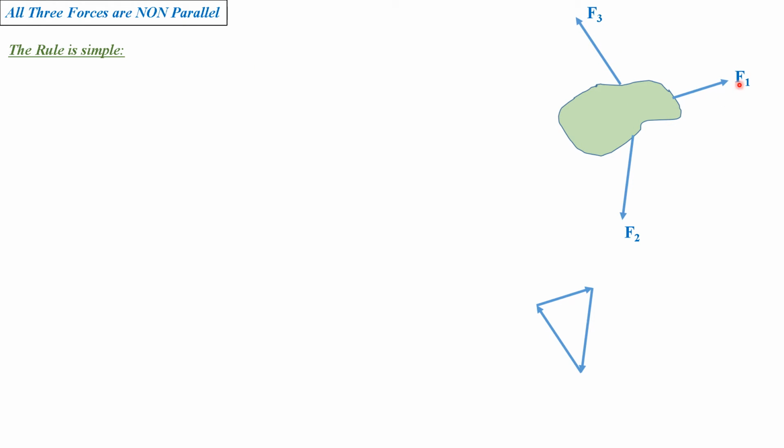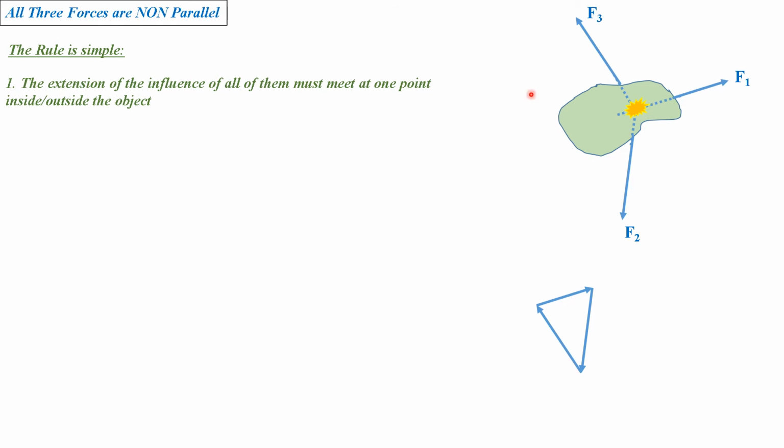Non-parallel. So it means if the three forces acting on the object are not parallel, the rule is simple here. Imagine, for example, you have these three forces which are not parallel. Rule number one: if you extend all of them, they all must meet at the same point. Either the point is inside the mass or the object, or maybe outside, like shortly we will have an example of that. And they must form a triangle, which is called the triangle of forces, head to tail, closing like a loop.